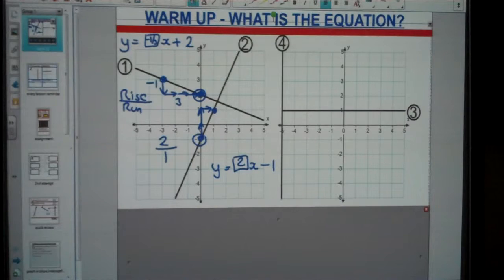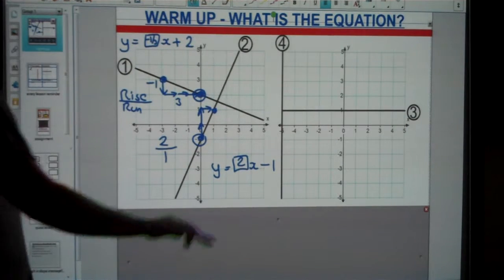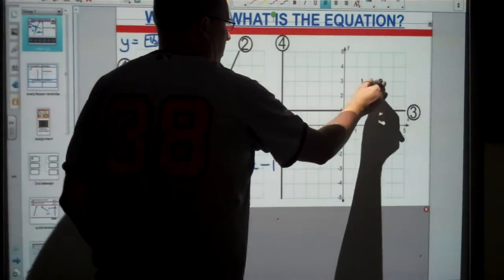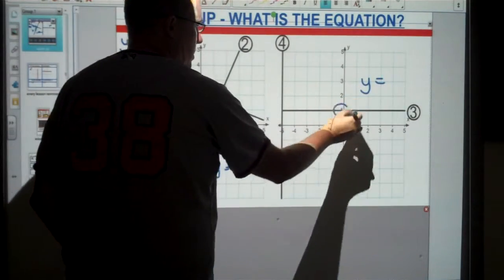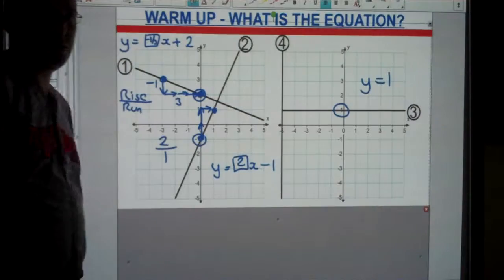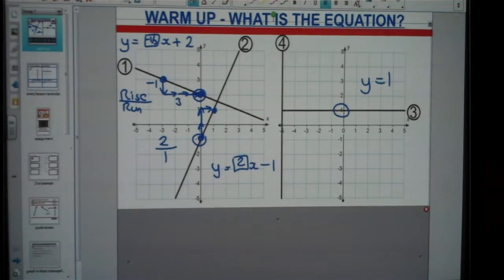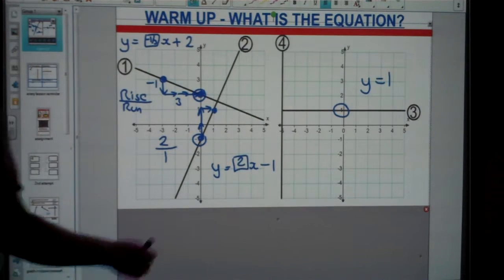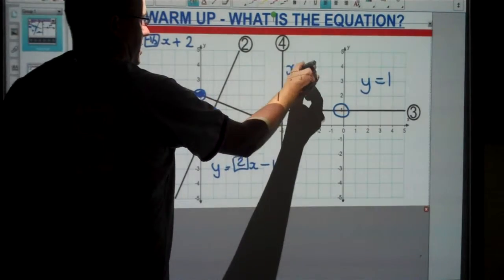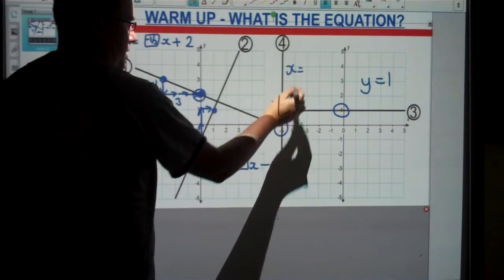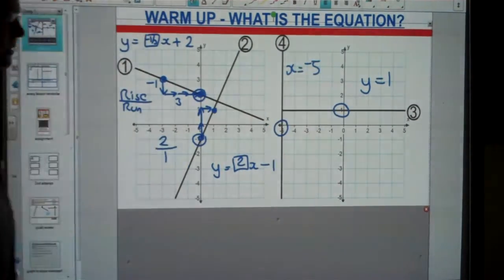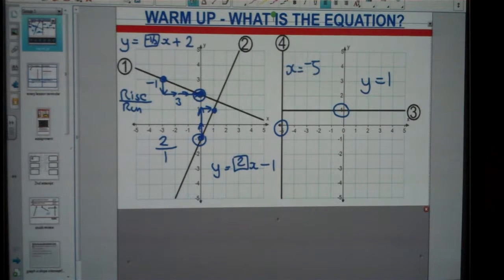3 and 4 pretty much appear every single lesson because these are the ones that most students get mixed up. This one we should be able to write straight away. All horizontal lines start with y equals, and then it's just the number that it passes through. So y equals any number is your horizontal line. Therefore vertical lines are x equals, and it's whichever number it passes through on the x-axis, which is negative 5. So only vertical lines have the equation x equals, and horizontal lines just y equals a number.